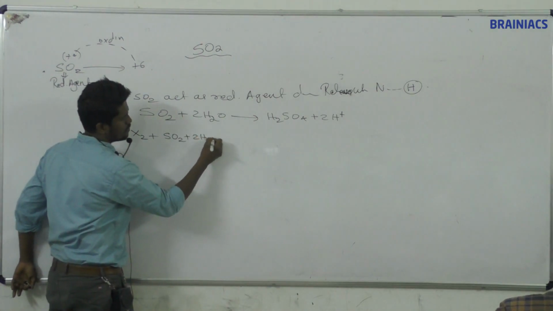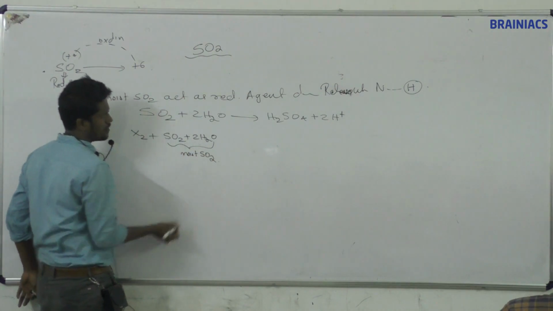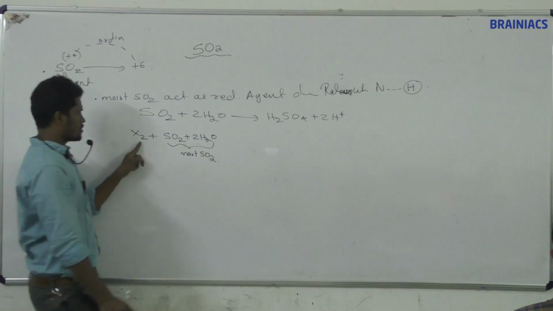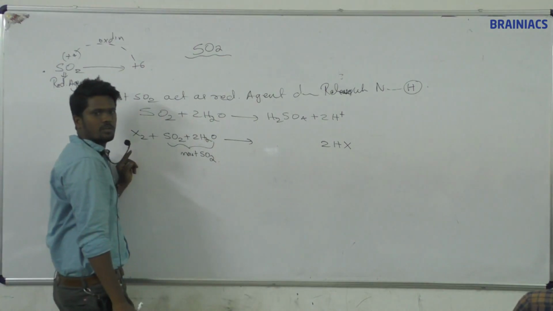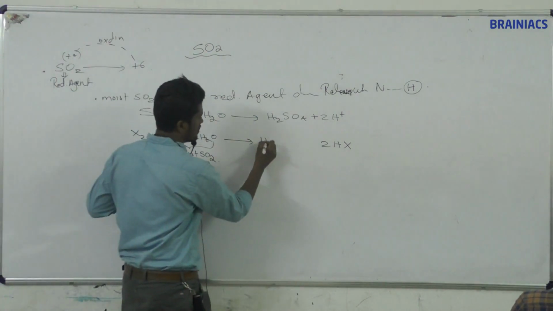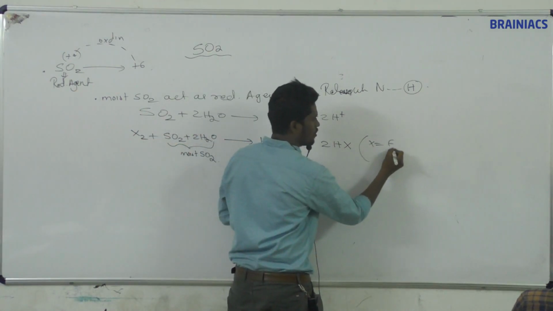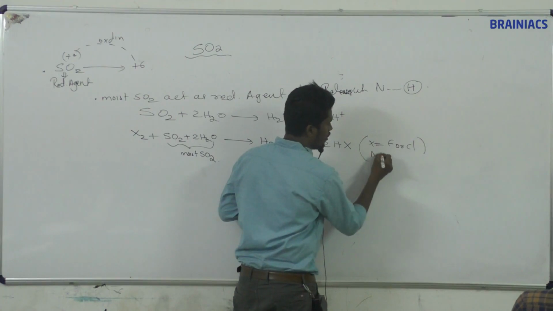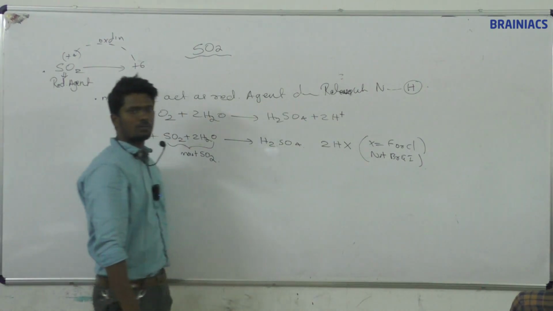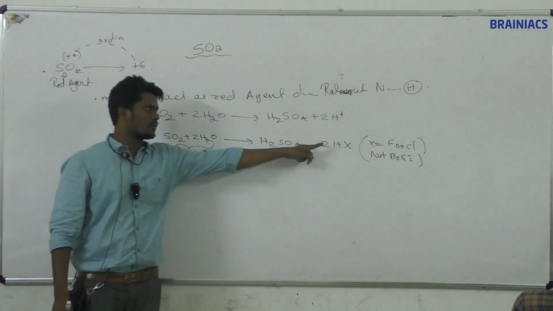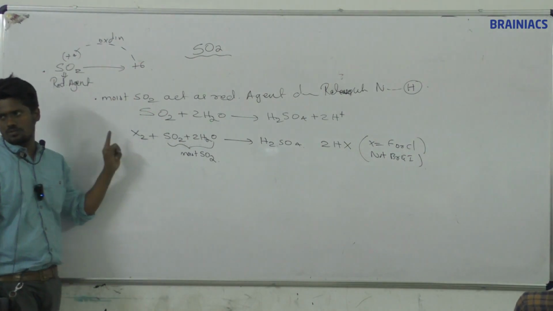Moist SO2 with X2 gives 2HX plus H2SO4. What are the X's? X is fluorine or chlorine, not bromine and iodine. For bromine and iodine, HX is converted into Br2 or I2.